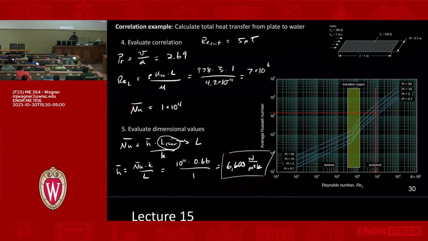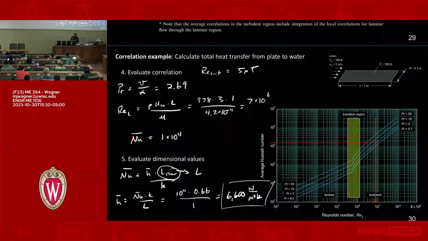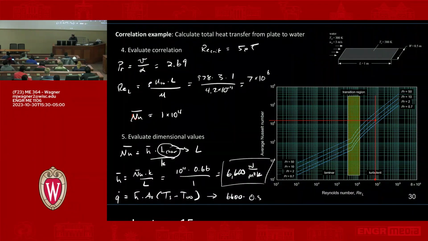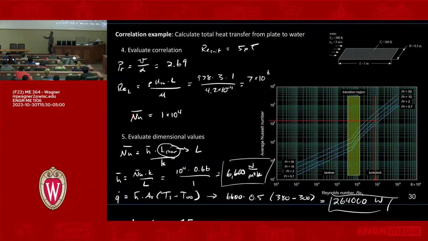So this is giving us our dimensional value. Next step, I've sort of run out of room here, but now we're going to plug all this into our heat transfer. We're ultimately asking for total heat transfer from the plate to the water, so that would be Q dot is equal to h bar times A_s times T_s minus T infinity. We are given all that information, and we just computed h bar. So you evaluate this out, and for this example, it becomes 6,600 times 0.5 was the area, times 380 minus 300, and this equals 264,000 watts. So that's the answer to the question that was originally asked for this problem.